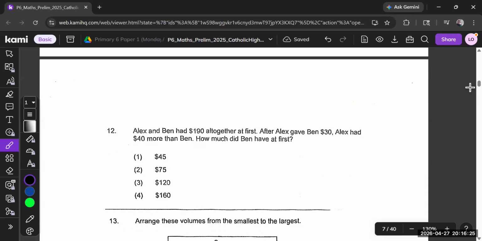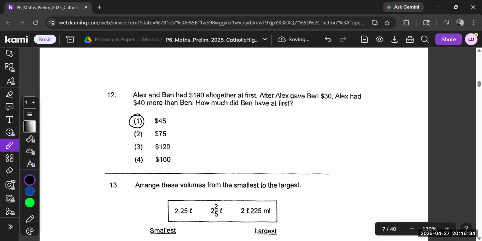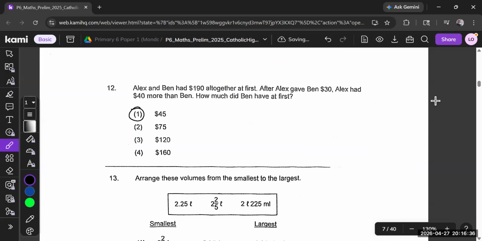Question 12 is your model drawing. When the question gets harder, you have to use your methods. So the answer is number 1. So how do we do that? What happens if you don't know? Then look at this question. Ask, is this a story sum?